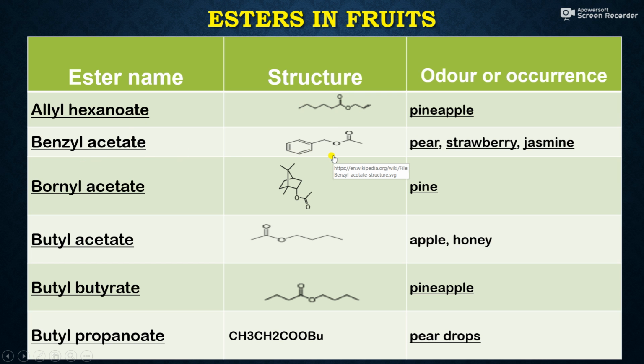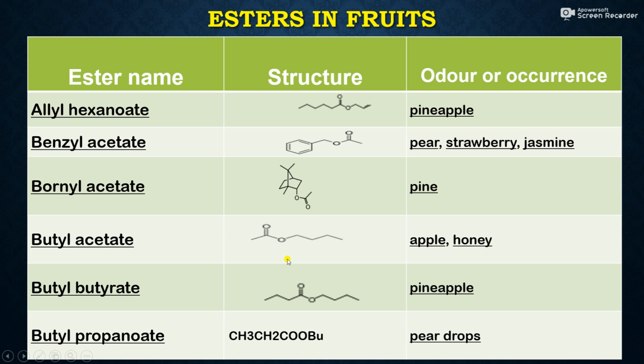Benzyl acetate, so this is the acetic acid part and this is the benzyl group. So this benzyl acetate ester is found in pear, strawberry, jasmine, etc. Then bornyl acetate, so this is again acetic acid and this is a bornyl group. So this bornyl acetate ester is found in pine.